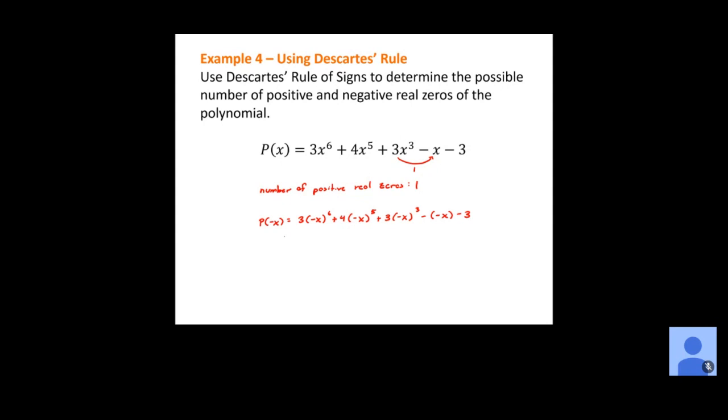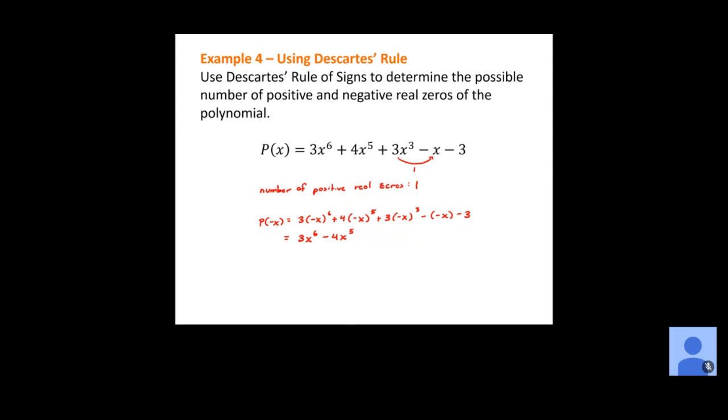All right, so this first term here, when I do negative x to the 6th power, is that going to be positive or negative? It's going to be a positive, right? Because I'm raising to an even power. So this is just 3x to the 6th. My next term now, I've got a negative x to the 5th power. So is that going to be positive or negative? That one's going to be negative now, so this becomes minus 4x to the 5th.